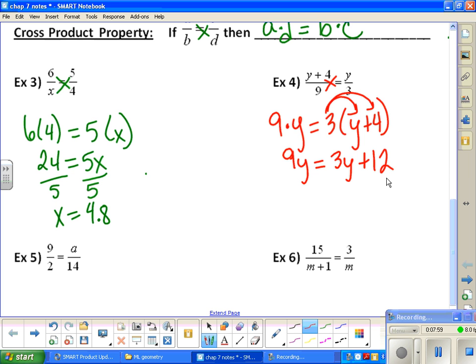So from here I have to decide what am I going to move. My like terms are the 9y and the 3y, so I'll have to combine those two. And I'm going to go ahead and move the 3y over so that my like terms are put together. I subtracted. 9 minus 3 is 6y equals 12. And the last step would be divide both sides by 6. So y equals 2.